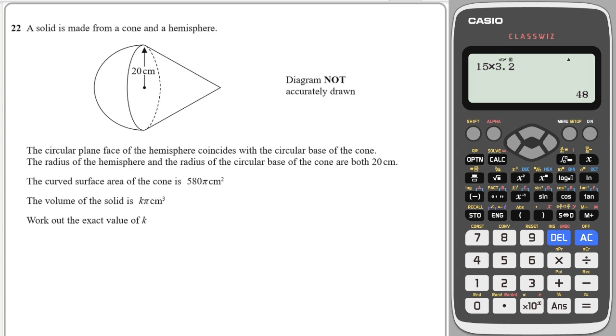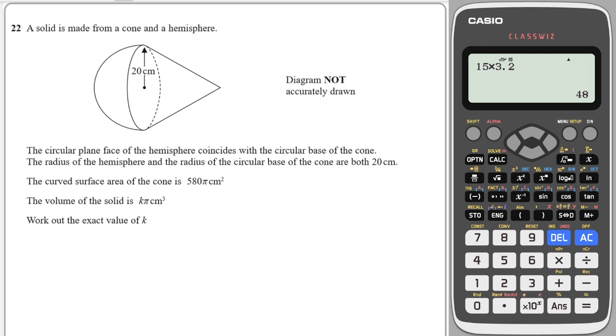Question 22, we've got a cone and a hemisphere, and it says that the circular plane face of the hemisphere... The radius of the hemisphere and the radius of the circular face are both 20. The curved surface area of the cone is 580 pi, and the volume of the solid is k pi, so find k. So find the volume of the solid, basically.